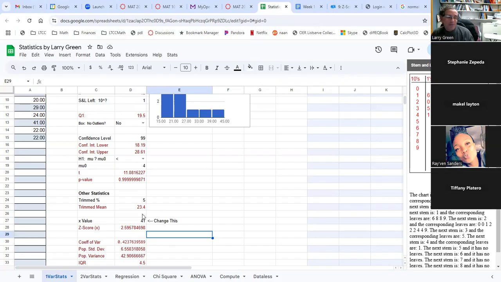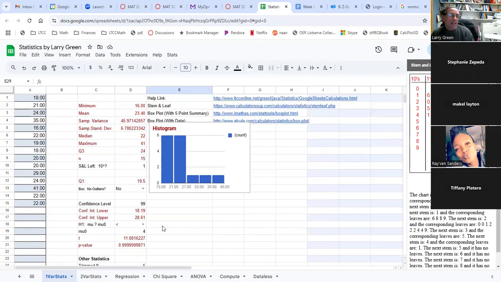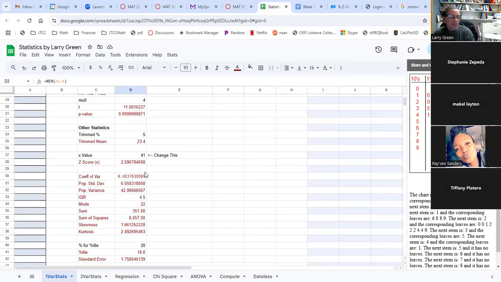But if you don't put an x value in, then it's meaningless. So make sure you have an x value to plug in. On the other hand, the low side, that was a 16-year-old. That was the minimum of 16. And if we put the x value of 16, then that is negative 1.9. So the youngest person was not an outlier. Do you see how that works?